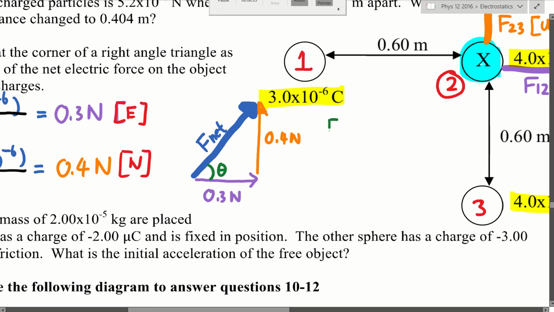At the end, you should have the net force on charge 2, which is the one with the X on it, and you should have a number for the force on it. That should be 0.5 Newton, and then you should get an angle. You can do that as practice, but I'm going to stop right here.